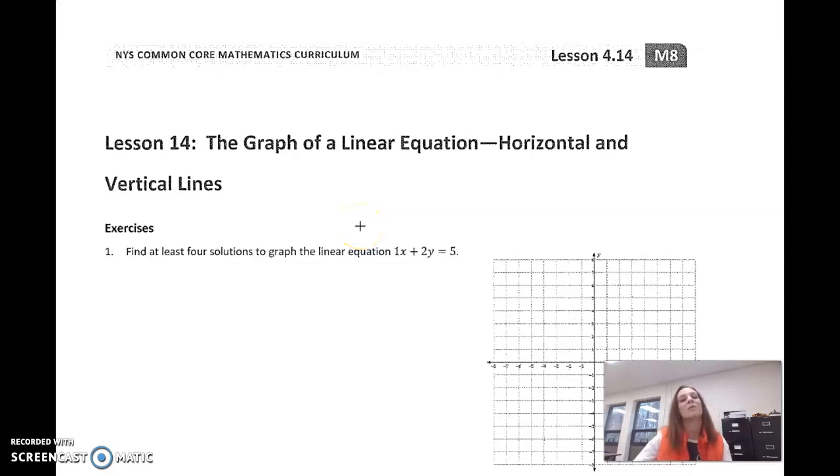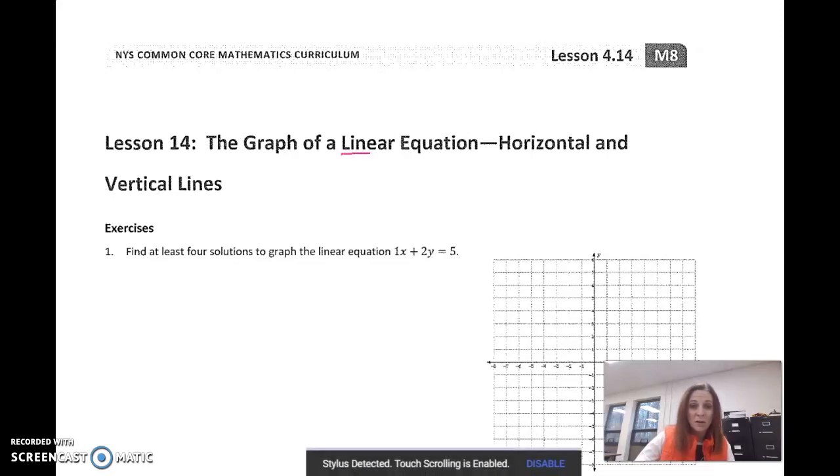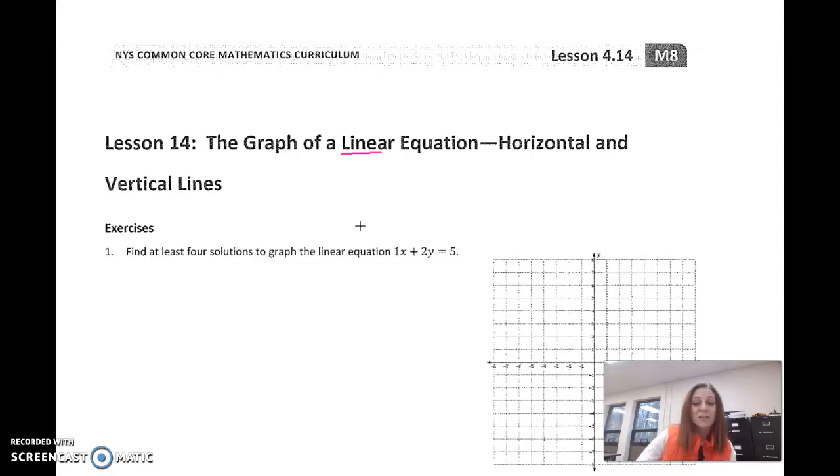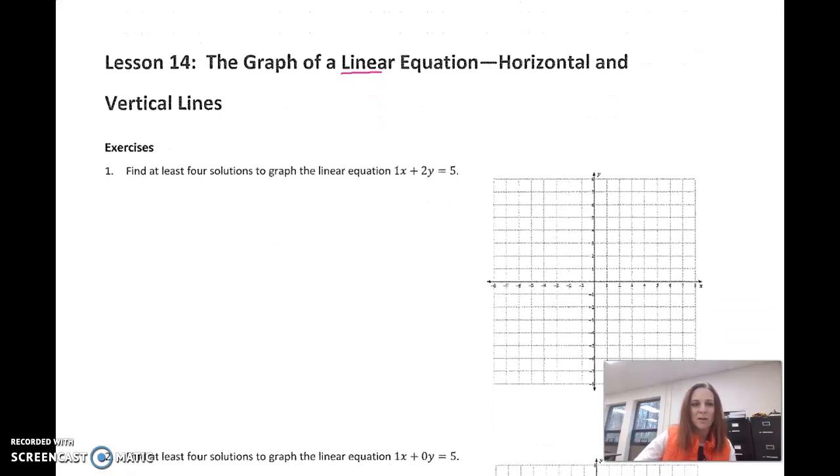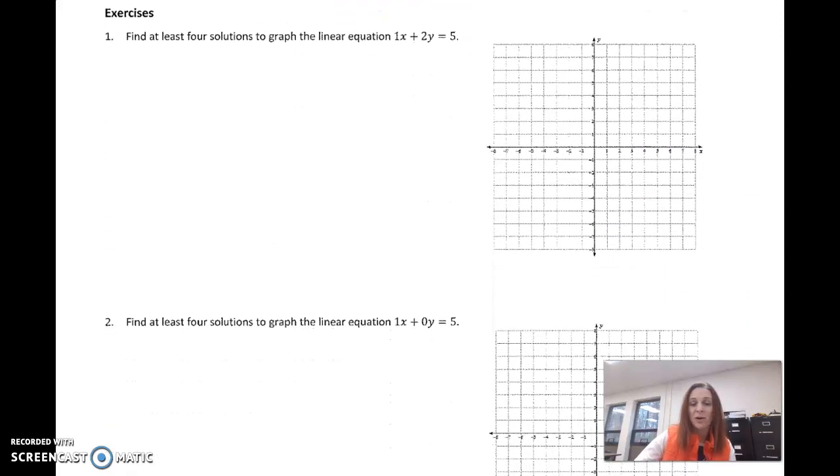Lesson 14 in Module 4 is on the graph of linear equations, but a specific graph: horizontal and vertical lines. Now we know that for linear equations, the graph is going to be a line, a straight line. But what about horizontal and vertical lines? So let's just do what we've been doing. Let's jump in and see what our graph looks like.